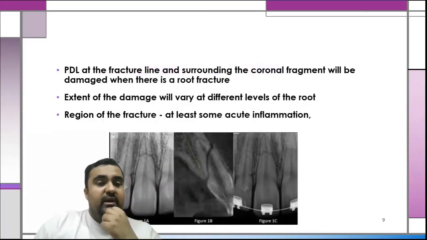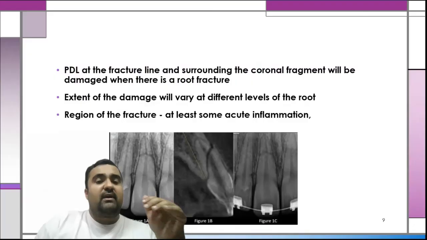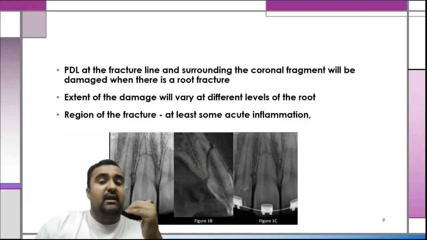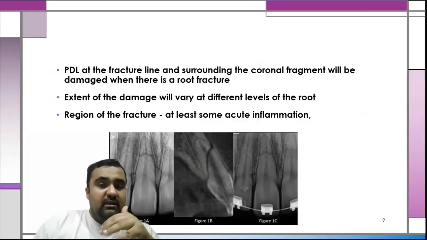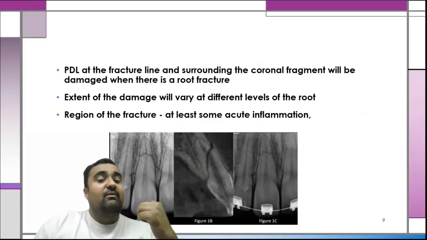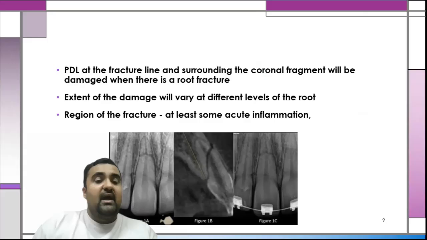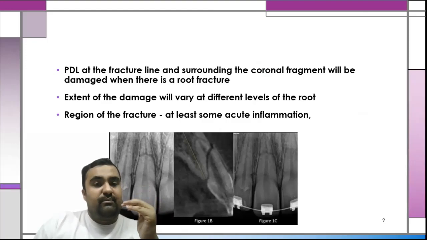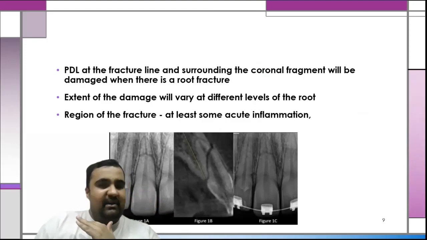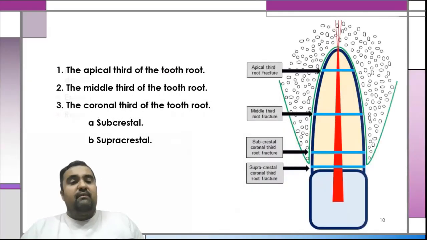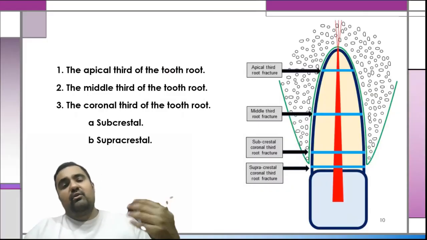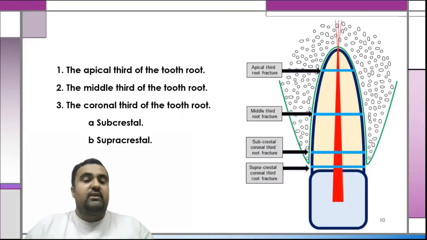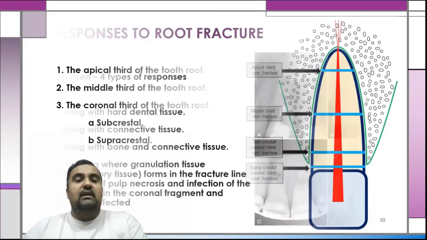So you can have a look at this picture, the PDL at the fracture line, and observe the surrounding area of the coronal fragment. That will be damaged whenever there is a root fracture, and the extent of the damage will vary at different levels of the root. And the region of fractures usually poses some acute inflammation. So basically, we have the apical third of the root, middle third of the root, and coronal third of the root. That is further divided into subcrestal and supracrestal fractures.